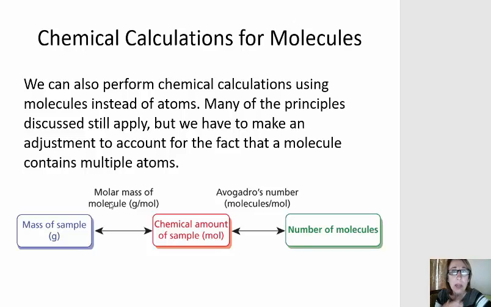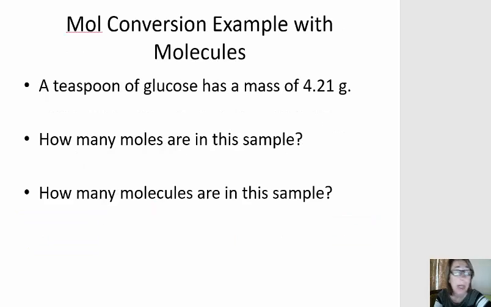And if you need a reminder of how to calculate the molar mass of a molecule, there's a video on that. So let's look at some examples. A teaspoon of glucose, which is a molecule, has a mass of 4.21 grams. And we're asked to determine how many moles are in the sample and how many molecules.